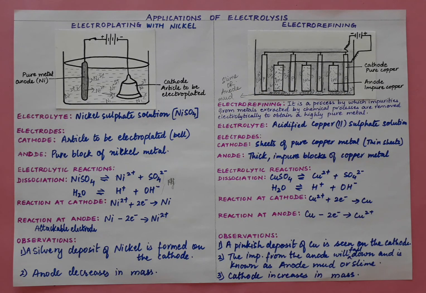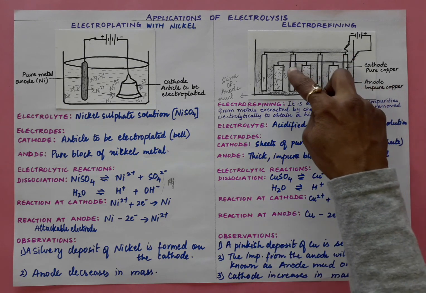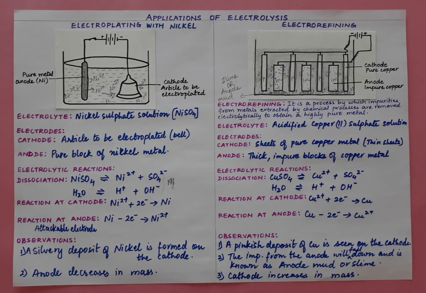So this is called electro refining. Finally we are getting pure blocks, and the thin block of cathode will increase in size and become thick.